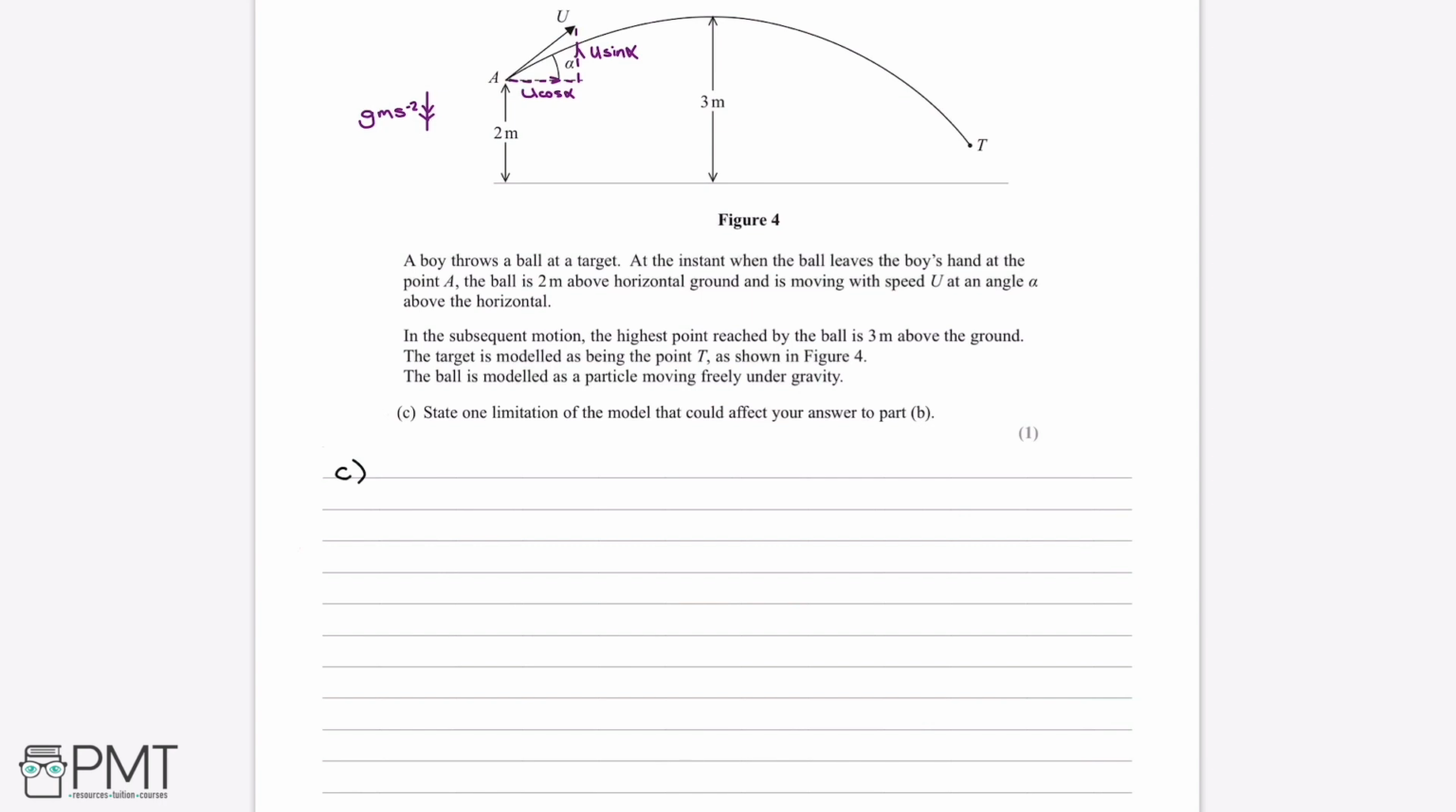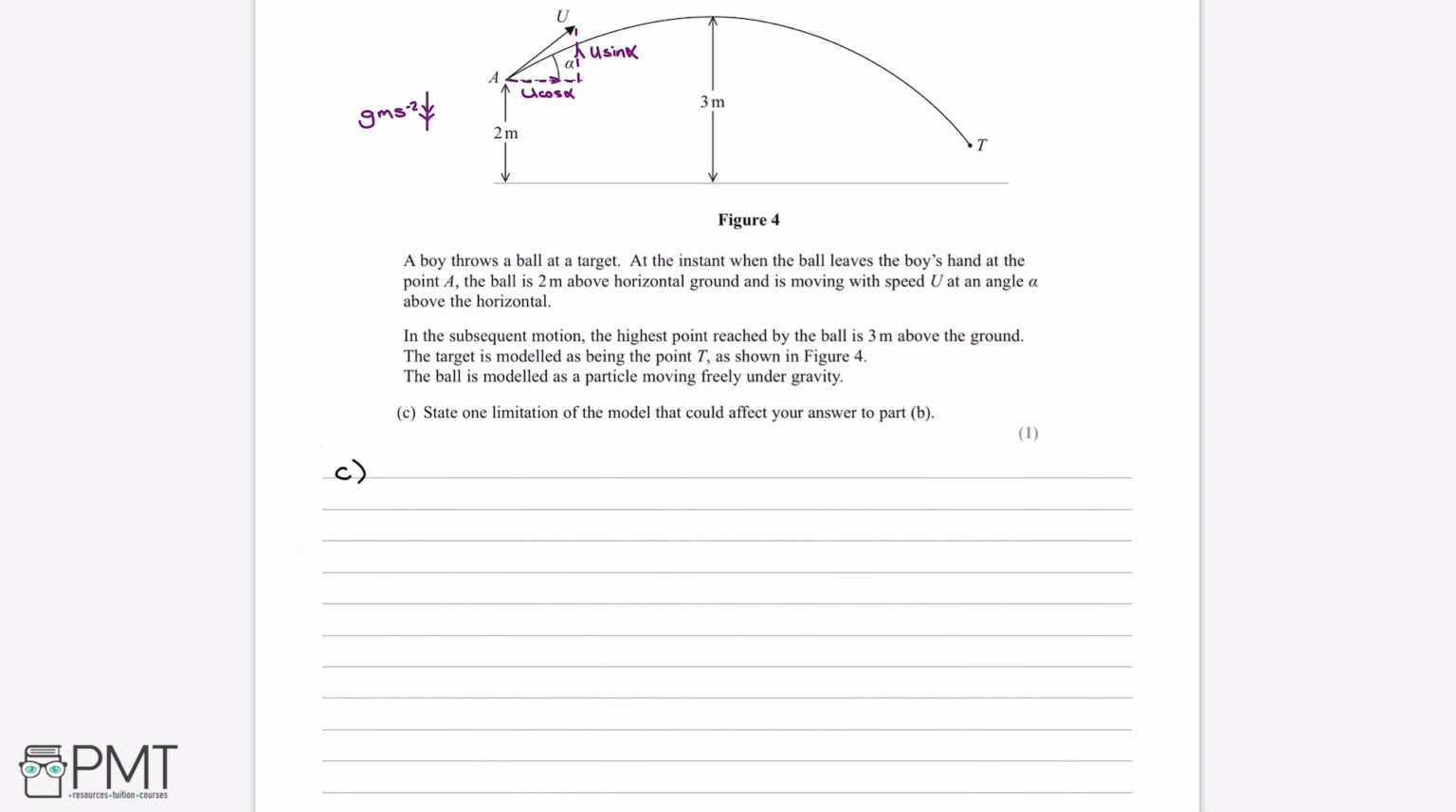Part C is asking us to state one limitation of the model that could affect your answer to part B, our answer to part B being the value of this angle here. Now, if we think about this question in a more real-life sense, then we know that this ball goes from A to T, where T is a target. And this target isn't going to be one singular point in space where the ball has to hit this exact point for it to hit the target. The target will be somewhere where the ball can hit different points on it, and it still hit the target.